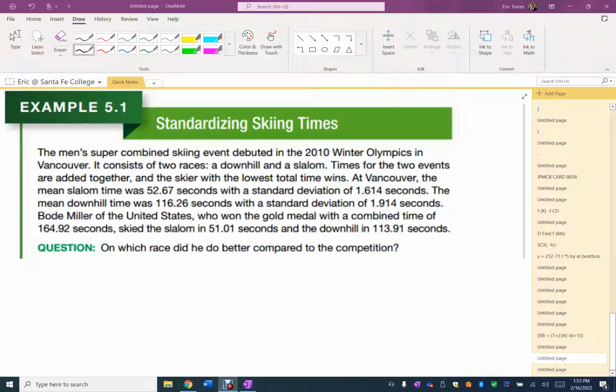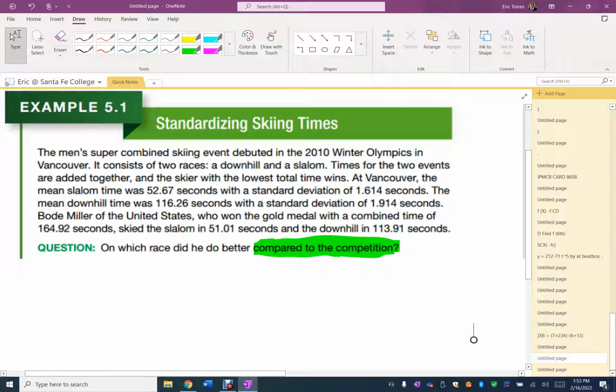And that's key words here: compared to the competition. So, what do I need to know? I need to know how the competition did. And there are two values that tell me how the competition did.